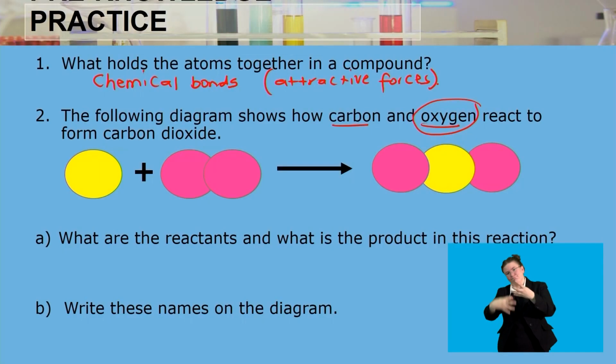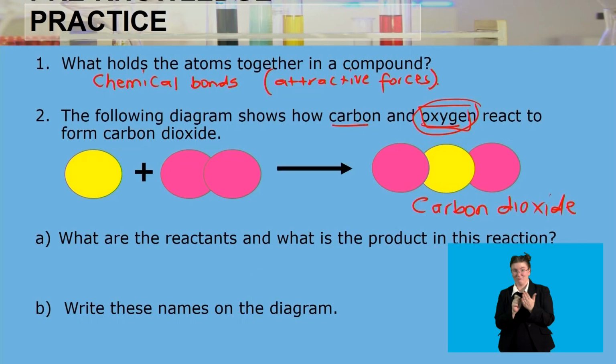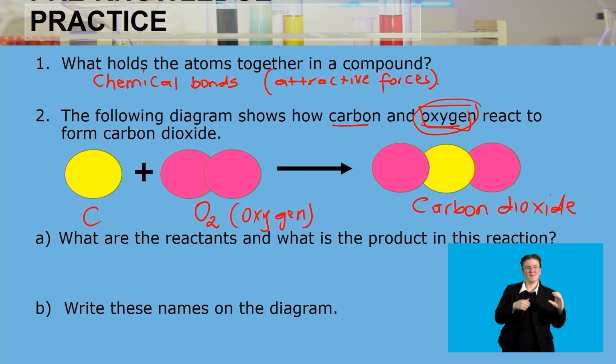So in the case that you are given here, carbon and oxygen reacting to form carbon dioxide, obviously what's on the right-hand side is going to be our carbon dioxide. And because oxygen is a diatomic molecule made up of the same type of atoms, the O, when we are writing this, it is going to be O2, which is our oxygen, which means the other one is going to be our carbon. So the question now is, what are the reactants and what is the product in this reaction?